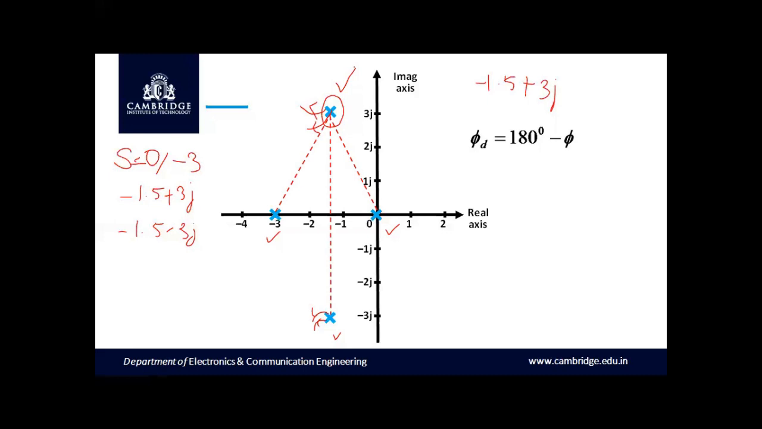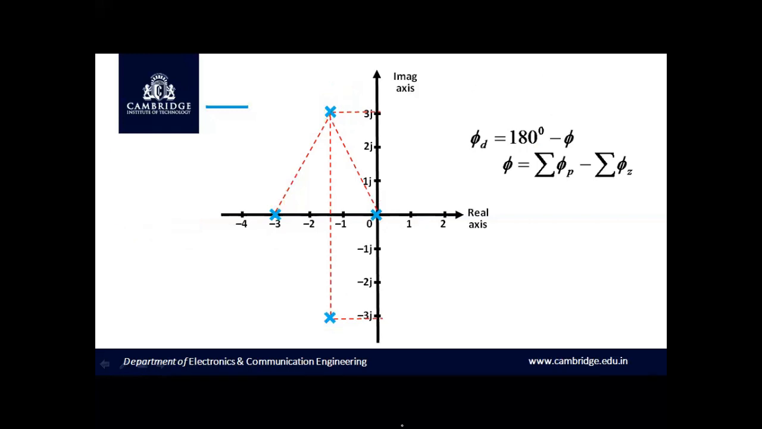Now we have to calculate the angle subtended by phasors joining the poles to the pole under consideration. So we have to calculate the angle of contribution for the pole at s equal to 0, the angle of contribution for the pole at s equal to minus 1.5 minus 3j, as well as the angle of contribution for the pole at s equal to minus 3. The sum of all the angles contributed by the rest of the 3 poles gives you summation phi p.